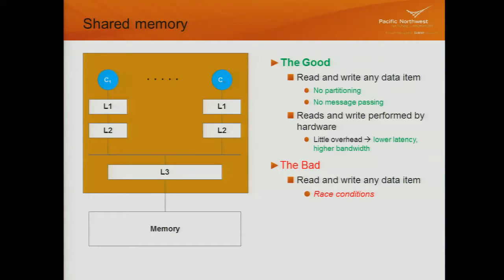Okay. So there's good and bad when you come to shared memory programming. The good is that any processor, any core, any thread can read any data item. If I have a shared memory view of the world, then I don't need to do any data partitioning, and I don't have to do any message passing. I can have every thread simply read and write what it needs. And even in the distributed memory world, this is becoming recognized as the easiest way for programmers to write parallel codes.